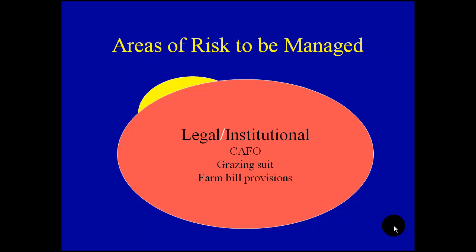Sometimes legal or regulatory issues rise to the top. Grazing lawsuits, loss of BLM permits, new farm bill provisions, zoning issues. And so different things can cause those legal issues to be the most important at the time. Sometimes you could be sued for something.